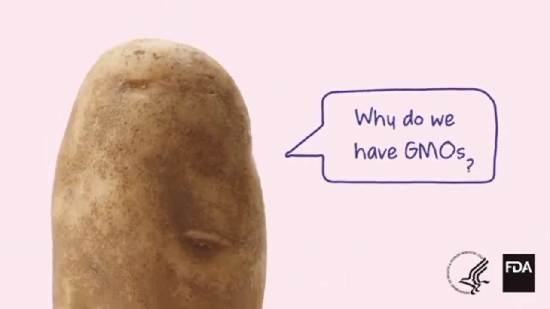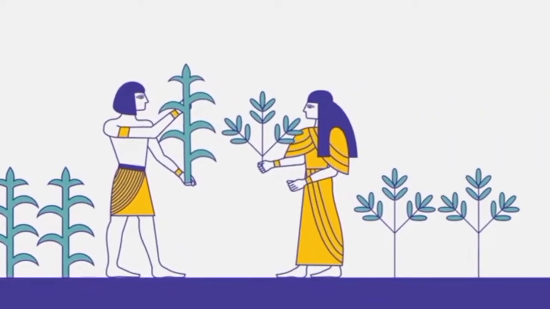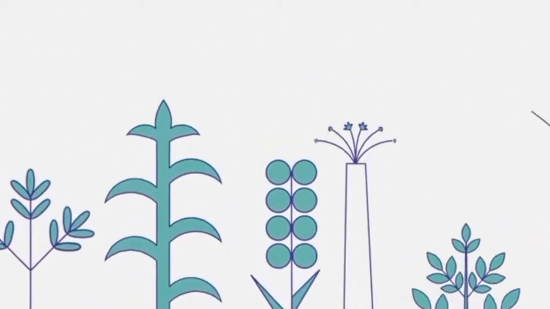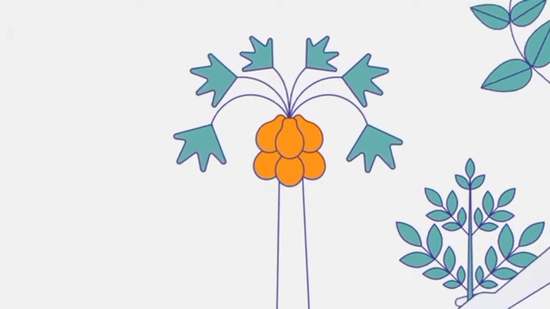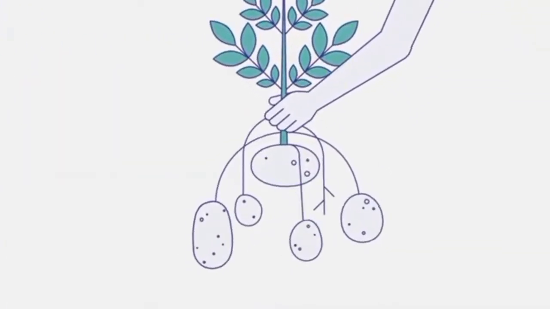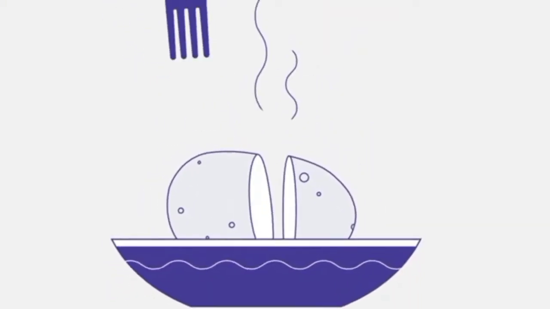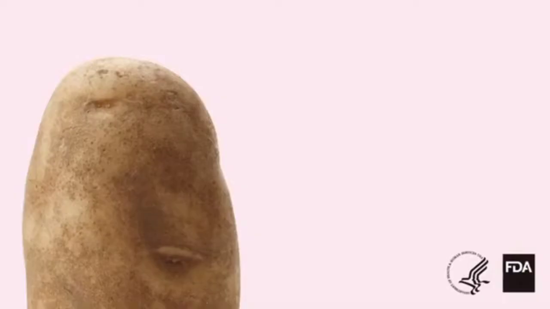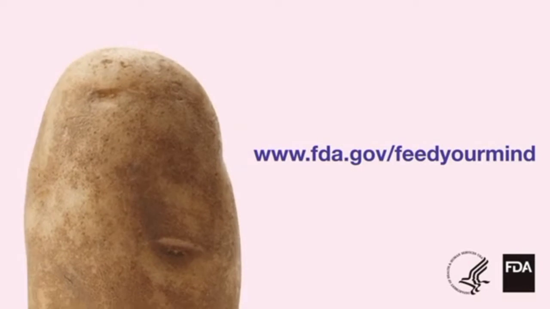Why do we have GMOs? Actually, we've been modifying crops for thousands of years to prevent crop loss from pest and weather damage, to grow more food on less land, and even to improve nutrition. Today, GMOs are developed for the same reasons. With genetic engineering, scientists can change and improve crops more easily and quickly. Feed your mind with more GMO facts on FDA's website.